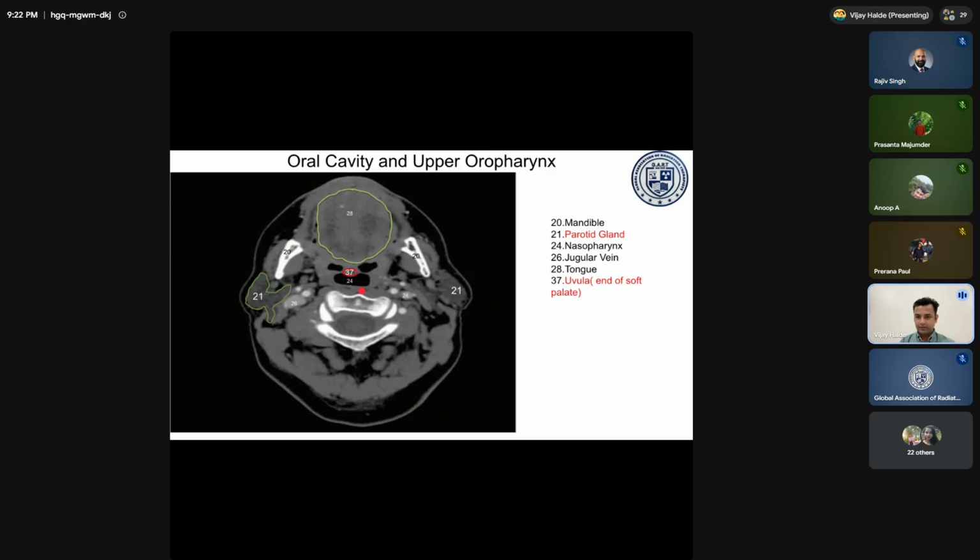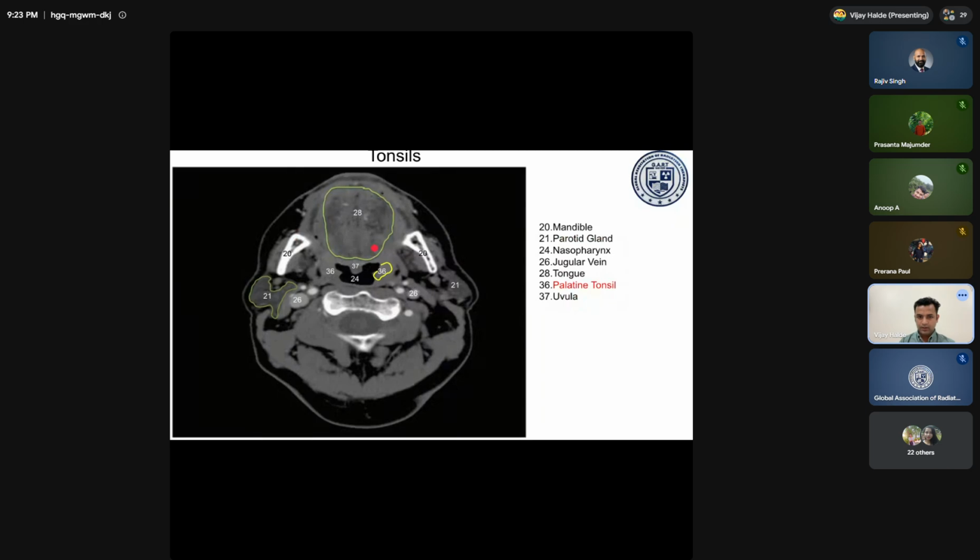So the tonsillar regions are also here. This is a symmetrical tongue. In post-operated cases, we will not be able to see the whole tongue area. Only half of the tongue will be available for matching. So this is the oropharynx area. Number 24 is the nasopharynx, and this is the start of the oropharynx. Below this, the oropharynx will start.